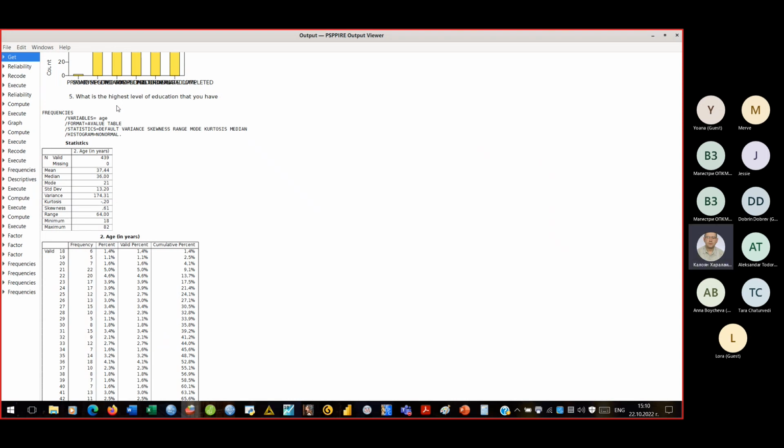That means that we have right skewed distribution, but the value is small. 0.6 is a small number. That means that there is, of course, right skewness, but this right skewness is not so big. There is a small right skewness.